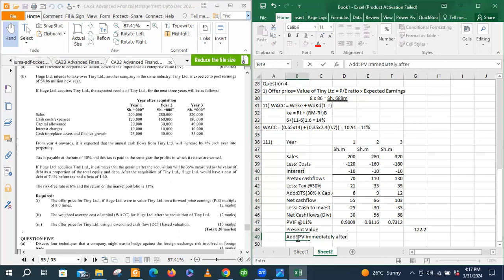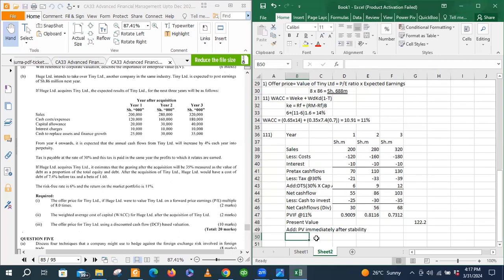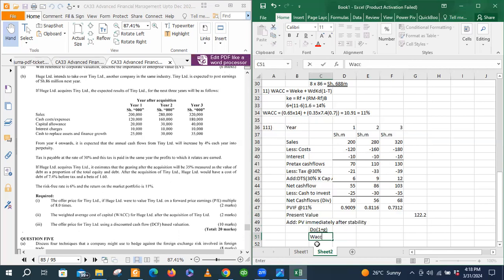Remember the valuation of ordinary shares? Supernormal growth form. What we were doing was D0 into 1 plus g. We divide by, this time round, WACC minus the g.